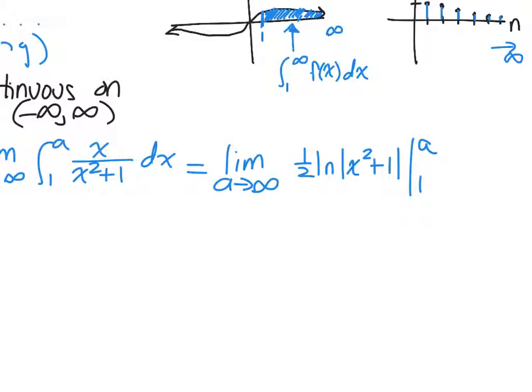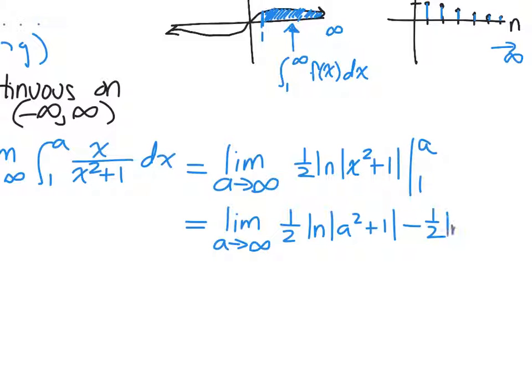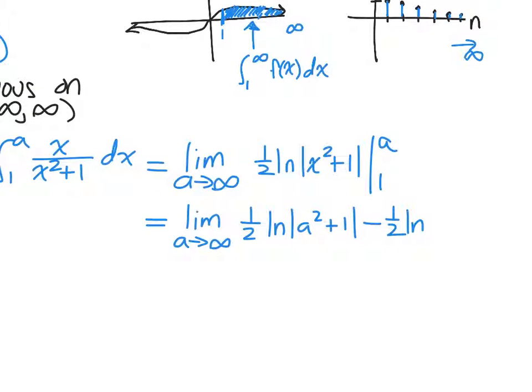All right. Clean it up. Cleaning it up is not too crazy because you're just plugging in the a and 1. And then, like I said, with limits, it's up to you. If you want to put it in your calculator, go for it. So, limit as a approaches infinity of 1/2 ln of a squared plus 1 minus 1/2 ln of 2.